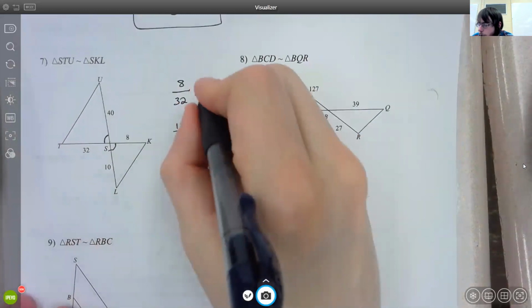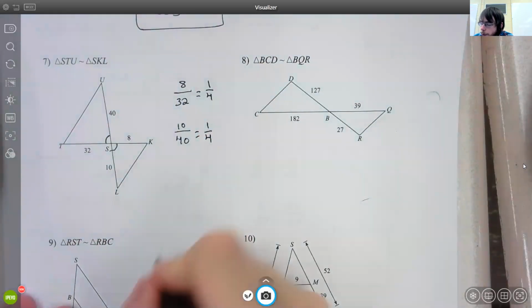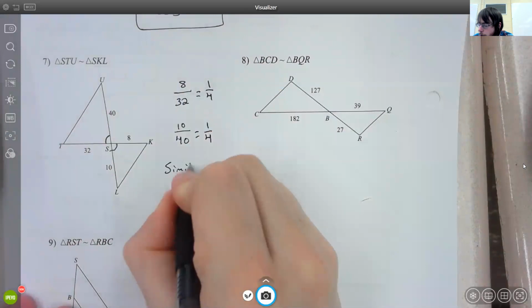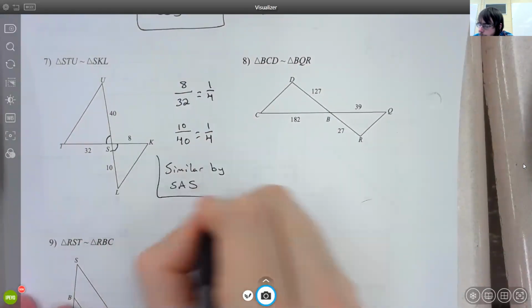8 over 32 simplifies to 1/4. 10 over 40 simplifies to 1/4. So this would be similar by SAS.